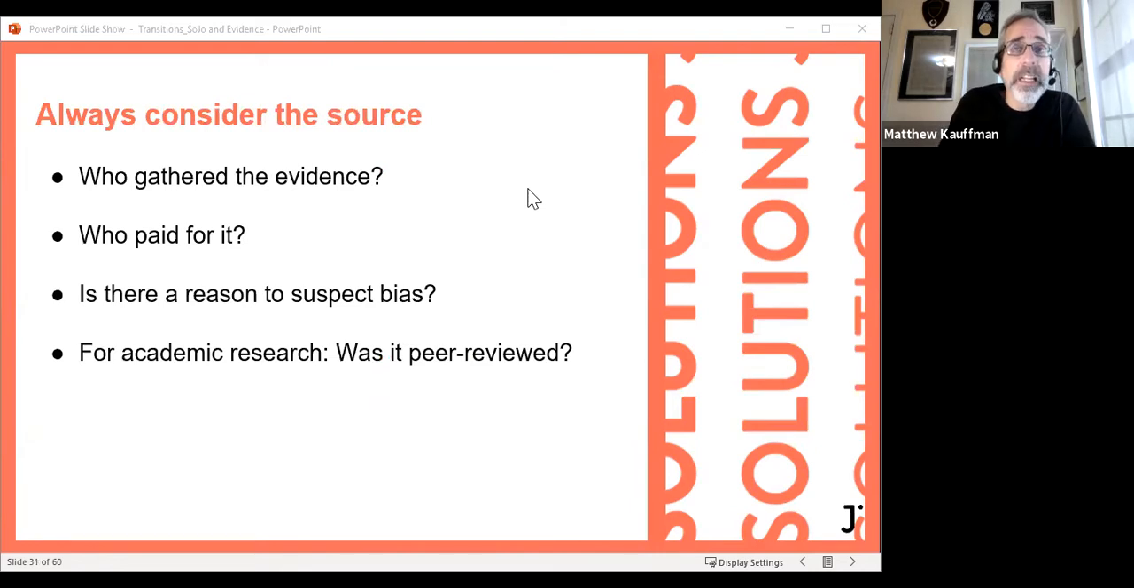Some steps to do that. We've just talked a little bit about this. Always consider the source, right? Who gathered the evidence? Who paid for it? Is there a reason to suspect bias there? I did a project years ago on academic medical research and whether it could be trusted. People on the scientific side were saying, hey, science is science, right? It's a double-blind study. We couldn't compromise it even if we wanted to. That's simply not the case.